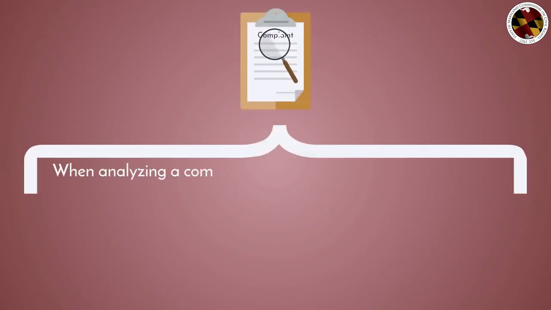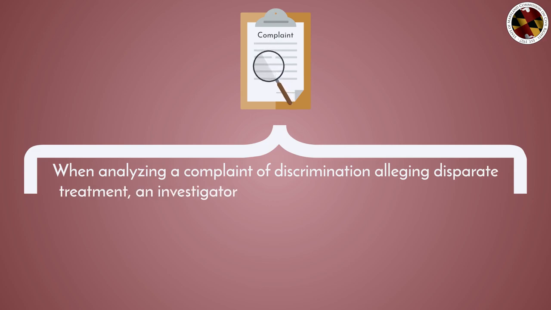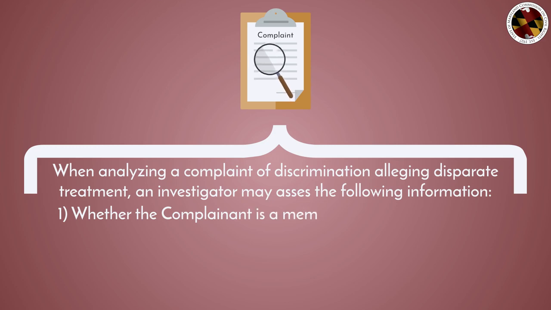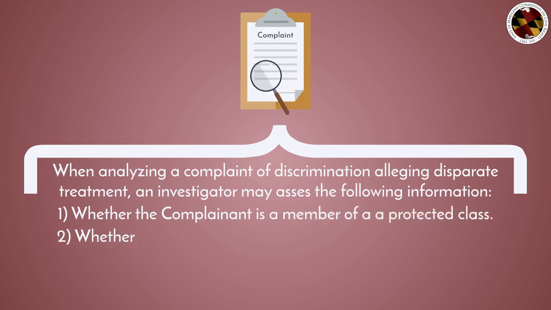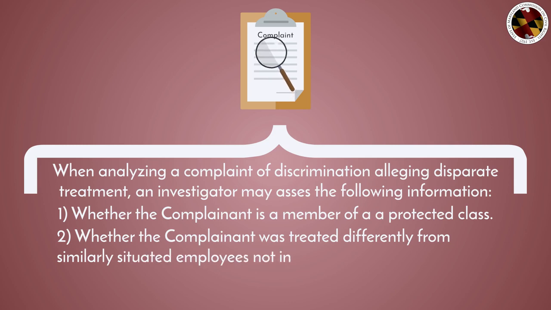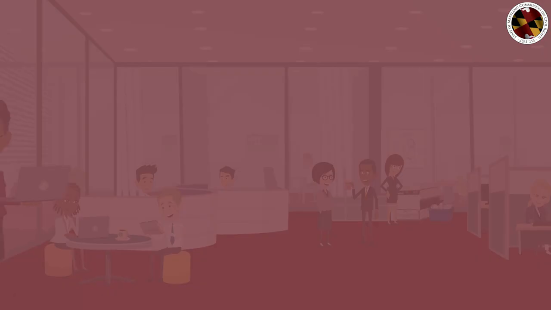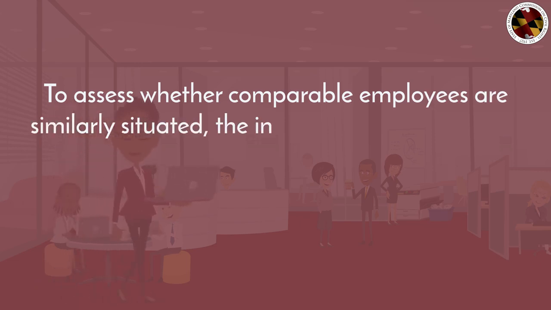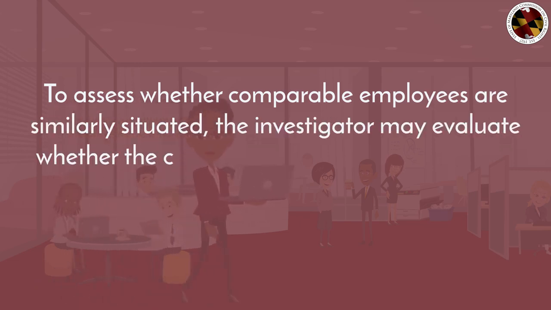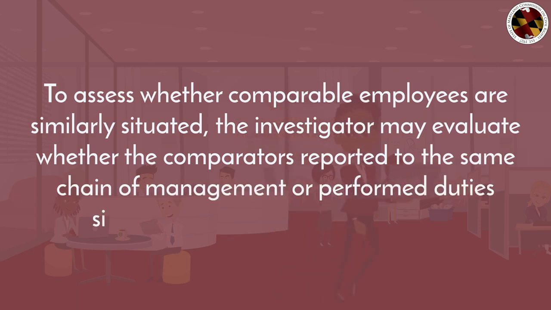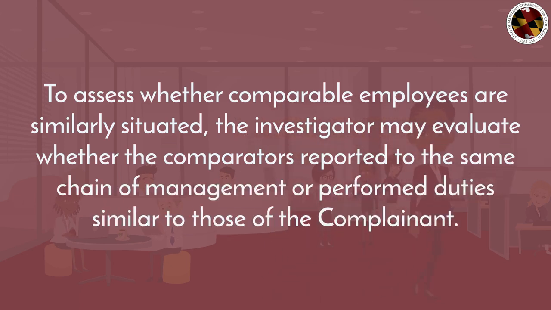When analyzing a complaint of discrimination alleging disparate treatment, an investigator may assess the following information: whether the complainant is a member of a protected class, whether the complainant was treated differently from similarly situated employees not in their protected class. To assess whether comparable employees are similarly situated, the investigator may evaluate whether the comparators reported to the same chain of management or performed duties similar to those of the complainant.